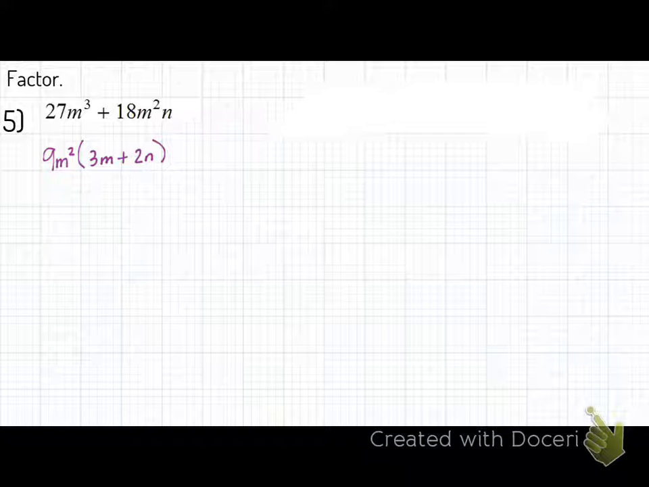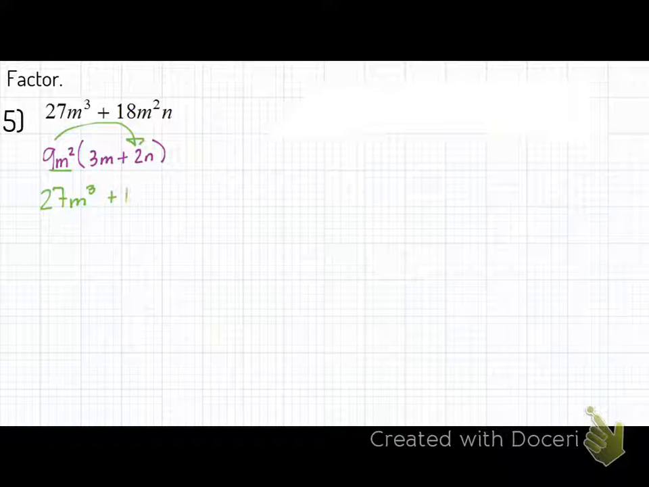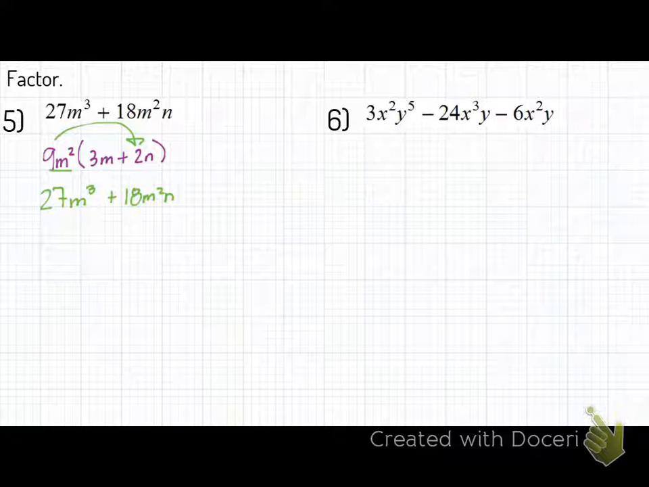Okay? Make sense? Some of you are still fumbling through this. That's okay. That's why we're going through this again, because it's going to get more complicated soon. Okay, cool. Oh, and by the way, on this, always make sure you multiply it out, like I'm showing that here. Okay? You know, multiply it back, right? 9m squared times 3m is 27m cubed. 9m squared times 2n is going to be 18m squared n. Okay? Last one, number 6.